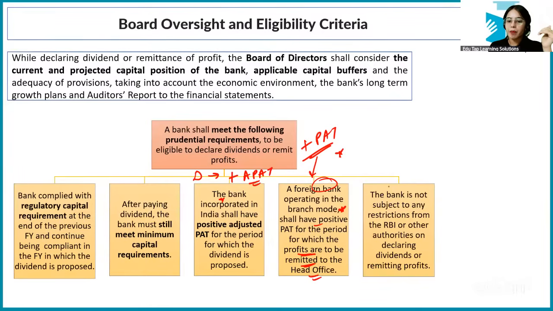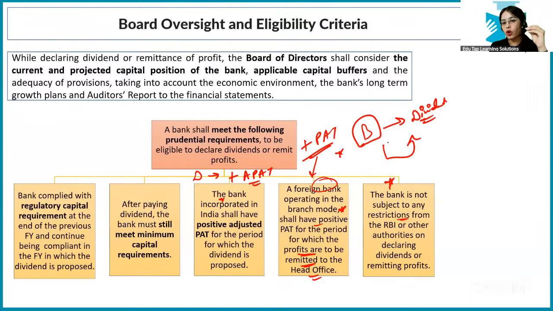The bank is not subject to any restriction. The branch of a foreign bank will only be able to release the profit to its head office in the other country when the bank is not under restriction from the Reserve Bank of India or any other authority. Okay, so this is the idea.